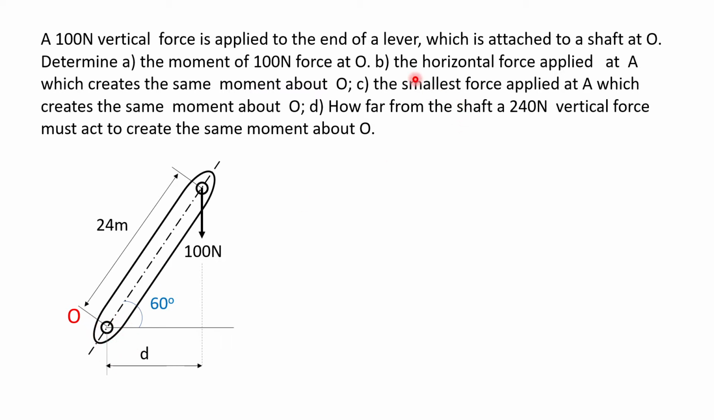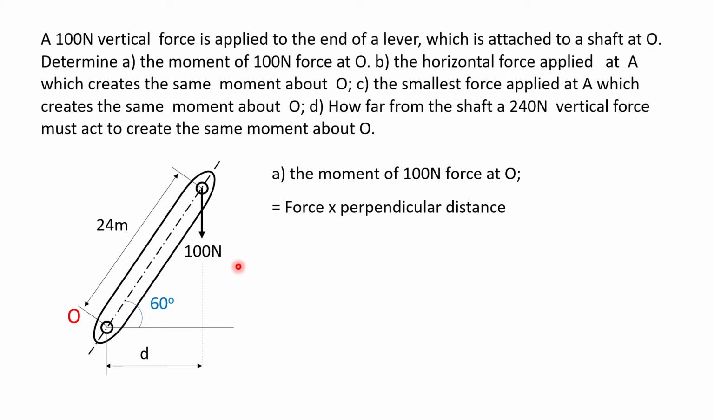Similarly, we have to find out the horizontal force applied at A, which creates the same moment about O. So here, very nicely, four different cases are given that will make our ideas clearer about the moment and how it is calculated. So let us see one by one. In our particular problem, we have to calculate the moment of this 100 Newton force about this point O. So in simple language, the turning effect created by this 100 Newton force about this point O.